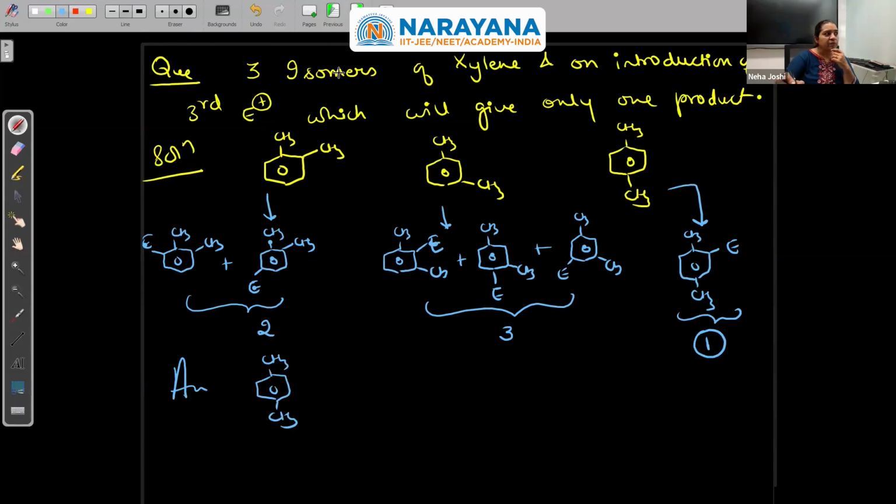Okay, so if this type of language comes that on third electrophilic attack you have 2 isomers obtained, 3 isomers obtained, then it is not about major or minor. It is simply about the different positional isomers obtained, and corresponding to that they are asking. ठीक?